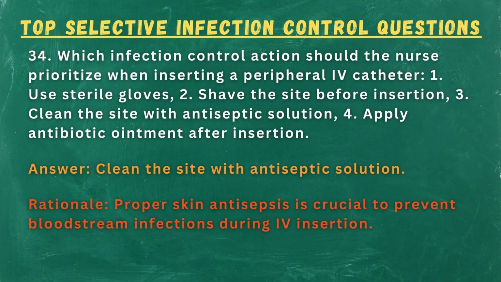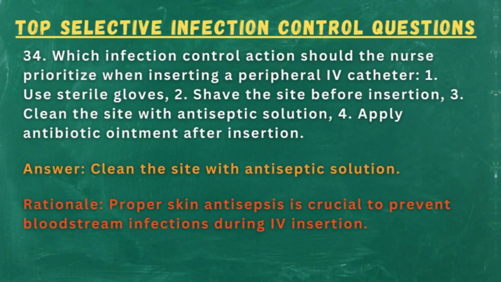34. Which infection control action should the nurse prioritize when inserting a peripheral IV catheter? 1. Use sterile gloves. 2. Shave the site before insertion. 3. Clean the site with antiseptic solution. 4. Apply antibiotic ointment after insertion. Answer: clean the site with antiseptic solution. Rationale: proper skin antisepsis is crucial to prevent bloodstream infections during IV insertion.